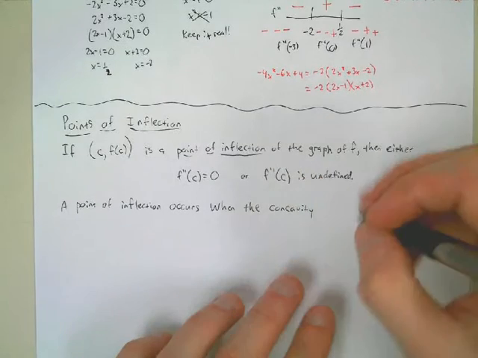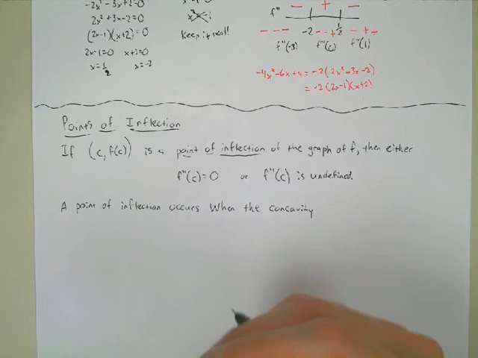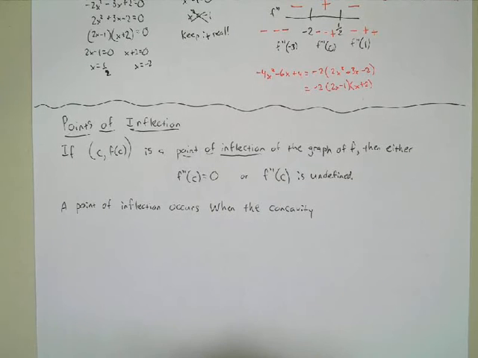Anyone want to take a guess here? It's very similar to the relative extrema. A point of inflection occurs when the concavity, what? Changes. So the second derivative will be equal to 0 or undefined at that point, yes, but when the concavity changes. Just like a relative maximum, the function changes from increasing to decreasing. And for a point of inflection, it's where the concavity changes from either concave up to concave down or concave down to concave up. Okay?